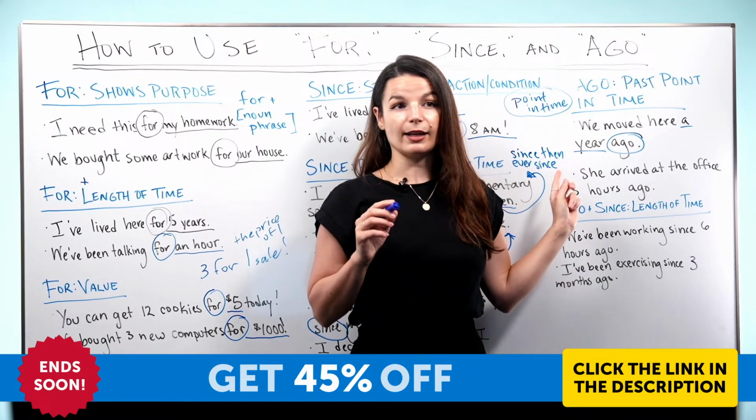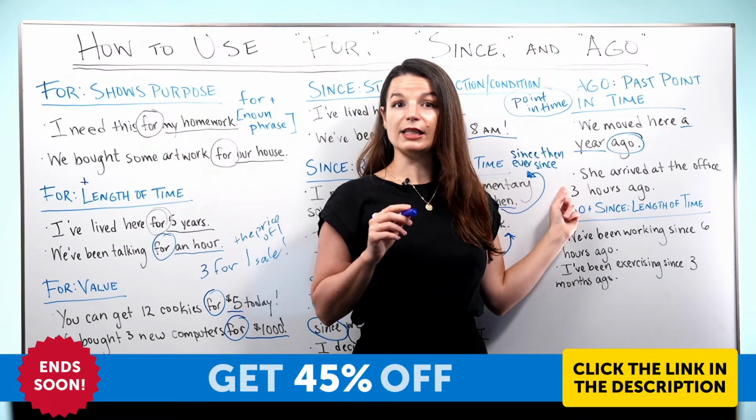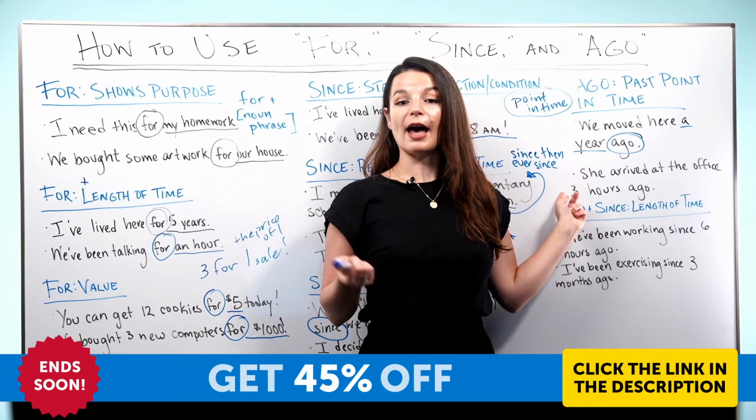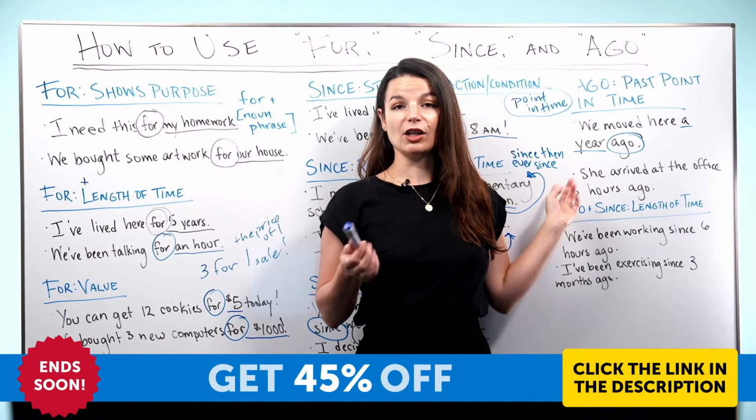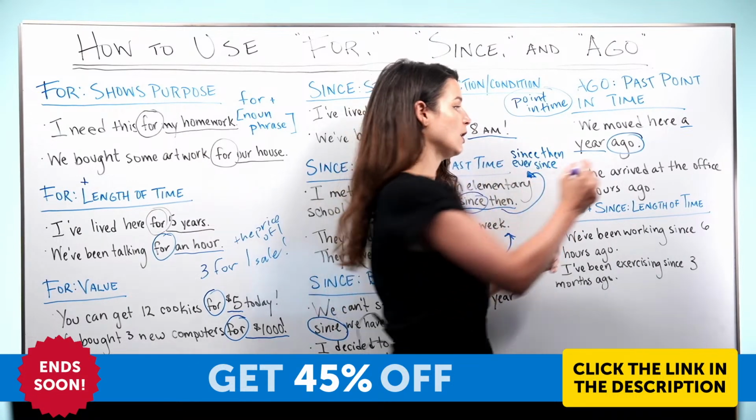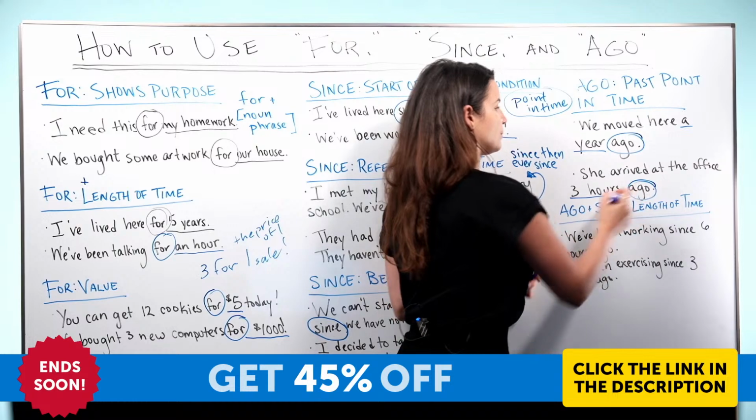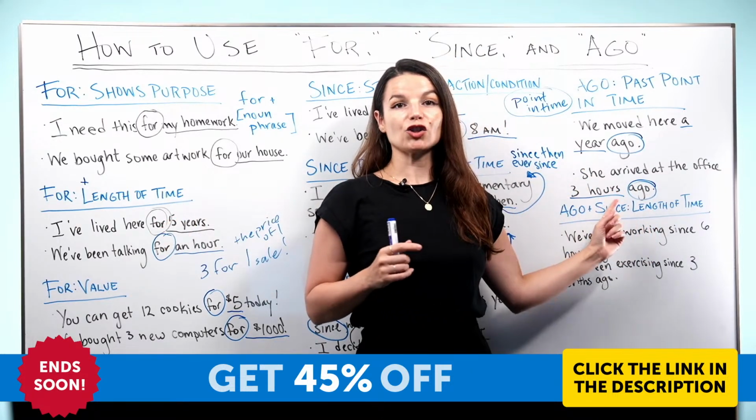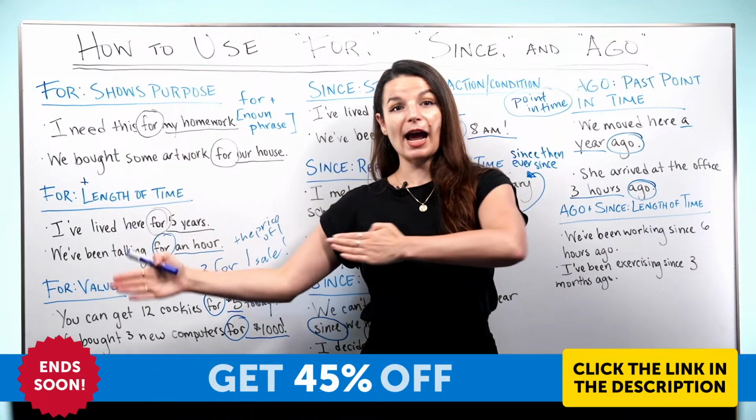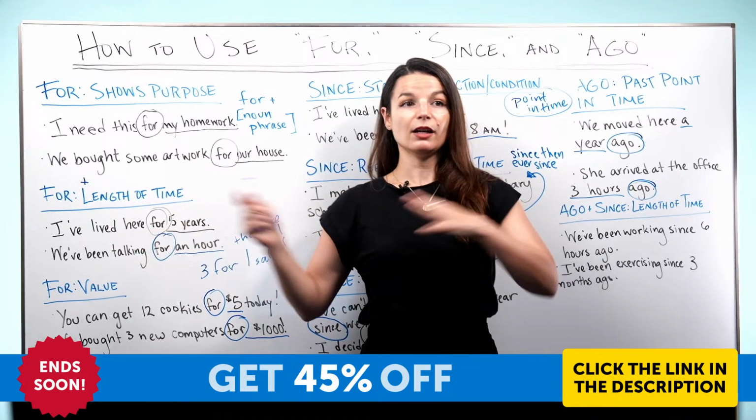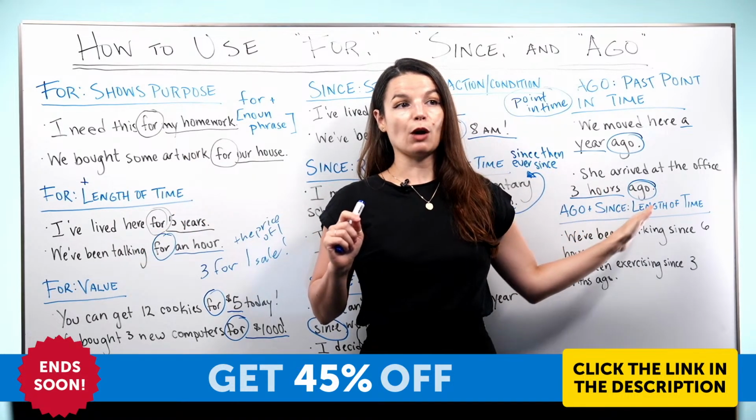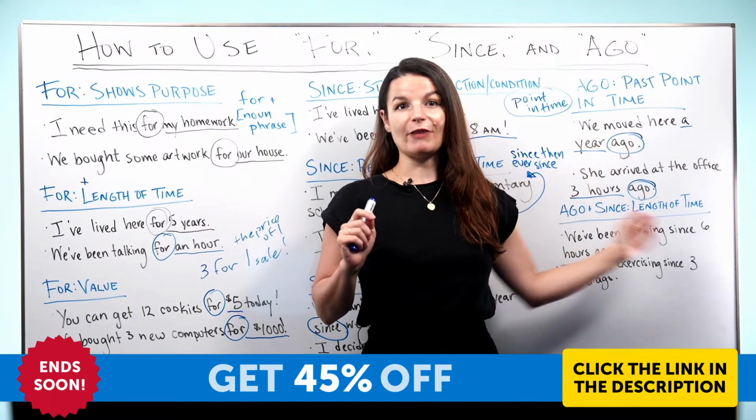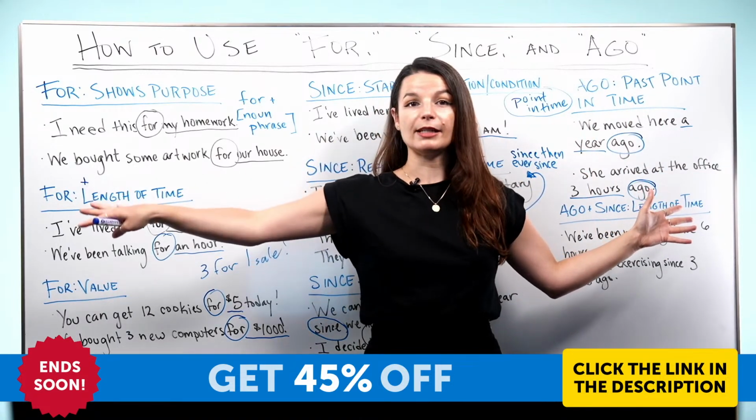Let's look at the second example sentence to see this in a different way, yeah? She arrived at the office 3 hours ago. Again, we have ago and we have a length of time before that. So again, this shows when a past action happened. Yeah? She arrived at the office 3 hours ago. So ago is used to show a finished action, something that happened in the past.